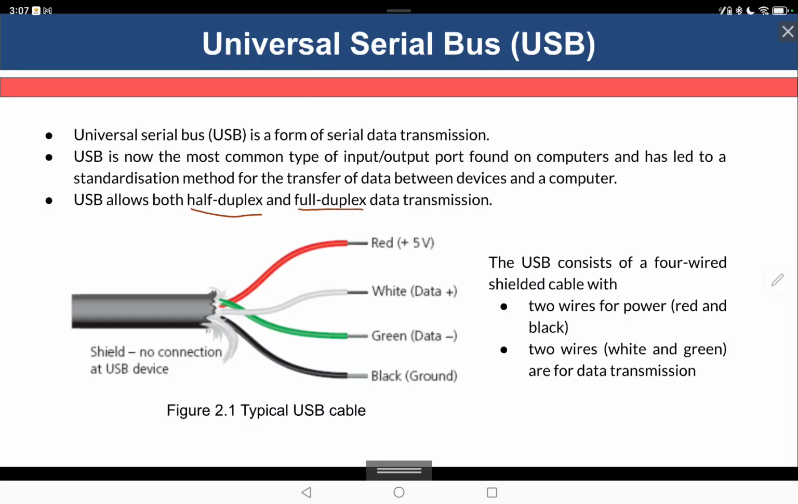So a USB cable consists of four wires. Okay, the red, the white, the green, and the black. So the two wires for power are the red and black. The red and black are used to transmit power, while the white and the green are used for data transmission.